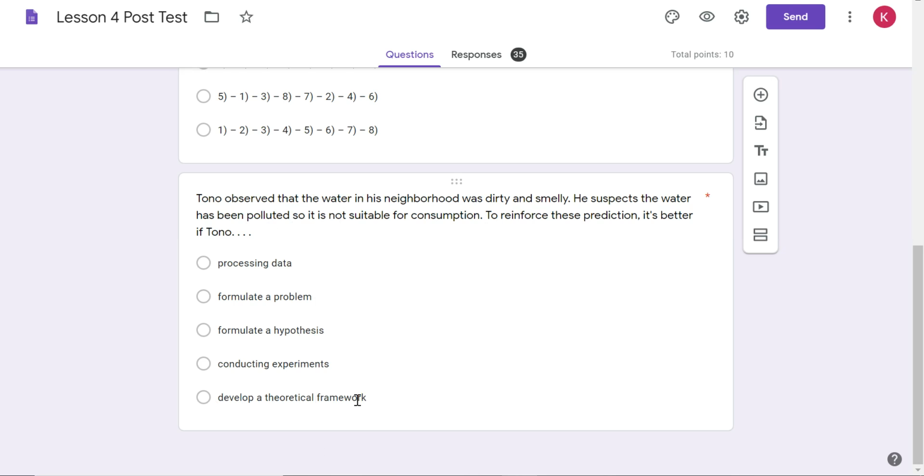After he develops the theoretical framework, then he can formulate a hypothesis. After that, then conducting an experiment. So the step is, after he knows the problem, he has to develop a theoretical framework. So the answer is the last one, develop a theoretical framework.